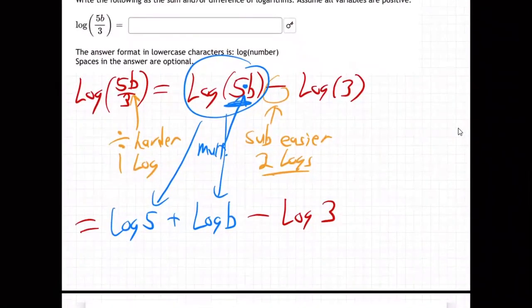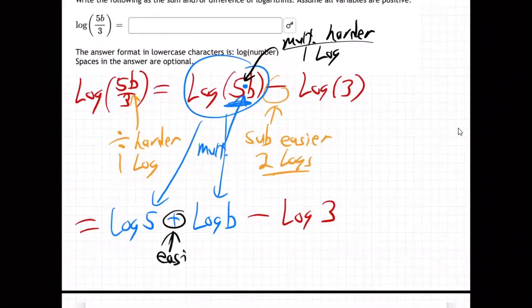What happened there? Well, again, it's really the same thing. You just might not have noticed it. It's multiplying, which is a harder operation, right? Multiplying, dividing are the harder operations. Adding, subtracting are the easy ones you learned in kindergarten, first grade. Multiplying is a harder operation for one log, becomes adding, an easier operation for two logs. Do you see that? 5b means 5 times b, doesn't it? It means multiplying, which is a harder operation. Harder for one, easier for two. It's just adding for two.